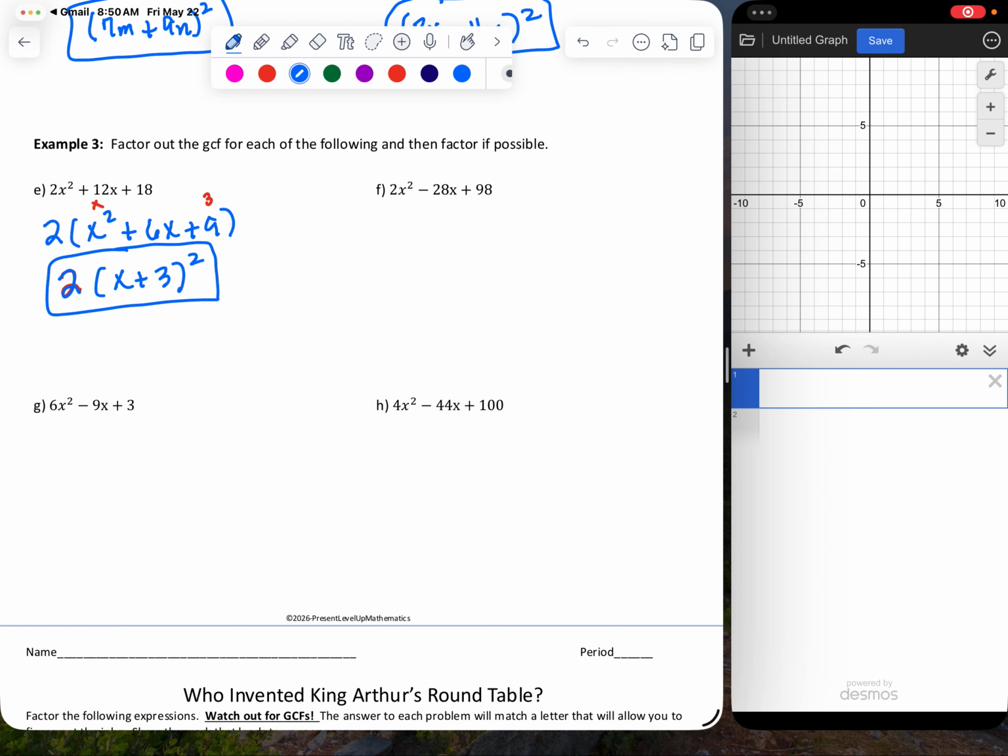All right, look at problem F. 2x squared minus 28x plus 98. So I notice there's a common factor of 2. So let's factor that out. All right, now take your square roots, x and 7. If I multiply x and 7 and double it, will I get 14? Yes. So I know this is a perfect square trinomial. So 2 times the quantity x minus 7 squared.